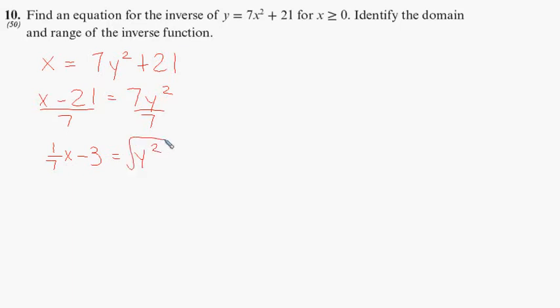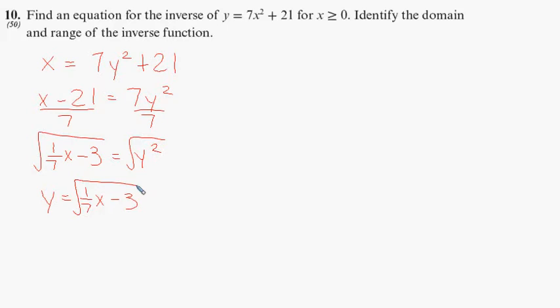Now I have to take the square root of both sides, right? And I'm going to rewrite this in the more normal order. I have y equals the square root of 1/7 x minus 3. So there's my inverse function. Now the problem is I have to identify the domain and the range of the inverse function.